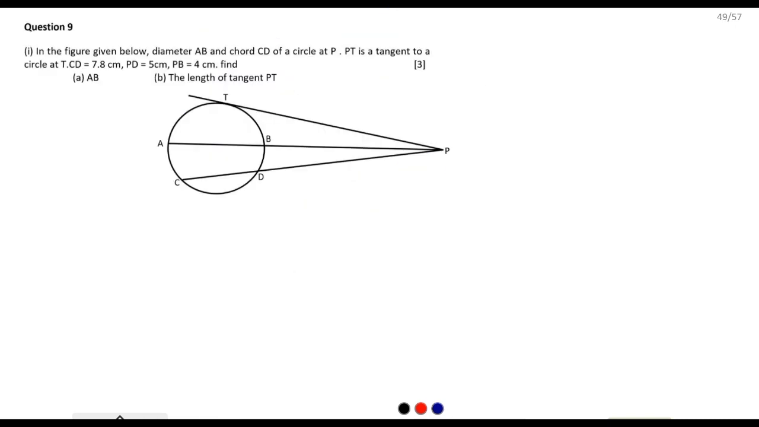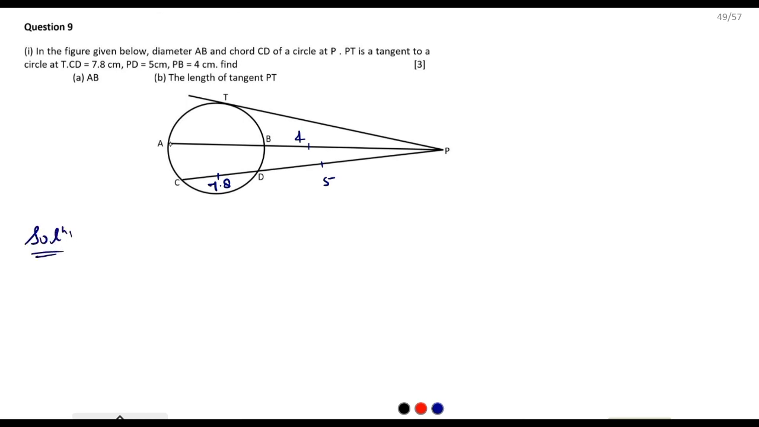One figure, diameter AB and chord CD of a circle intersect each other at P. PT is a tangent at T. CD is 7.8 centimeter. PD is 5 centimeter. PB is 4 centimeter. Find AB and PT.